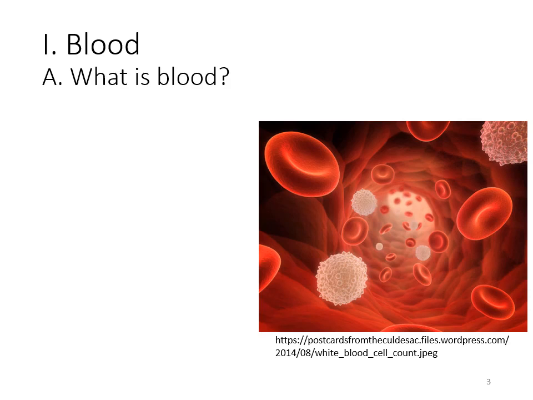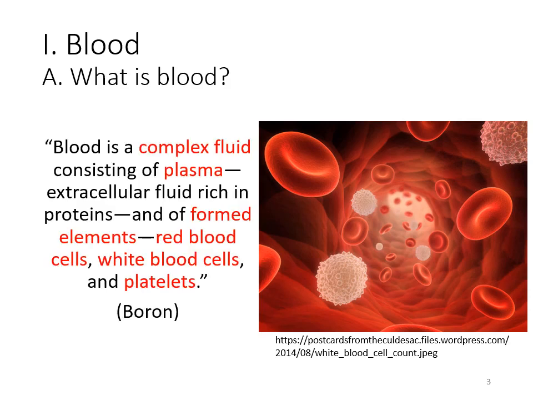So first, what is blood? According to Boron, blood is a complex fluid consisting of a plasma, which is an extracellular fluid rich in proteins, and formed elements, which include your red blood cells, white blood cells, and platelets. So blood is a fluid. It has a more fluid element called the plasma, and it also has cellular elements that we call the formed elements.